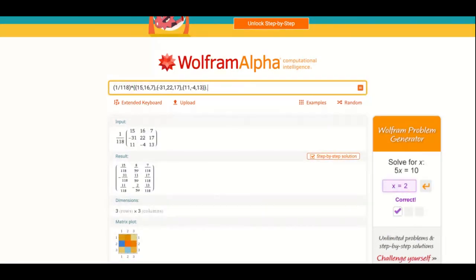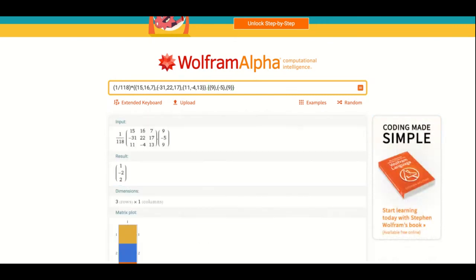And now I'm going to multiply it by that B. Curly, curly, 9, uncurly, comma, curly, -5, uncurly, comma, curly, 9, uncurly, uncurly. And there's the result. This is A inverse times B, and the result is 1, -2, 2, which is the exact same answer we had before I put the curtain back in.